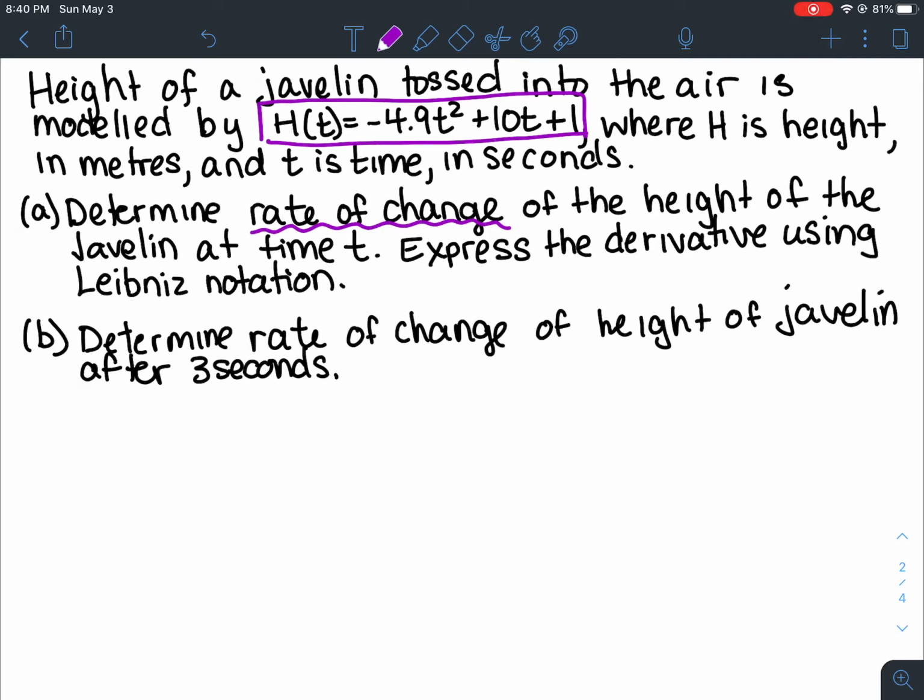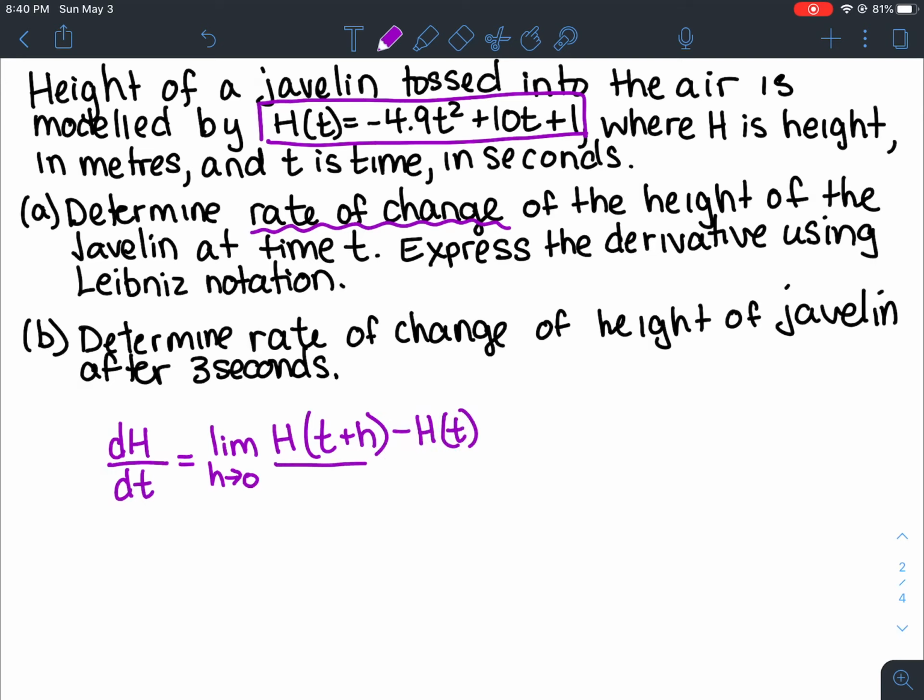That's what we're doing, because the derivative will give us the rate of change at every point on the graph. If we're using Leibniz notation, then we're going to write that as dh by dt, the change in height with respect to time. And we're going to find the limit as h goes to 0 of, instead of f, I'm going to use the capital H because that's what this is, H of t plus h minus H of t, and the whole thing is divided by h. Normally it was f of x plus h minus f of x, so I just replaced the x with t's, and the f became the capital H for height.